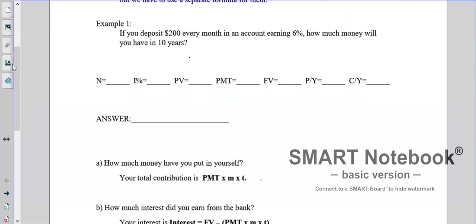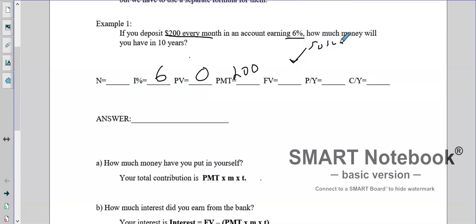So it says you deposit $200 every month. Okay. So remember in previous lessons we talked about not using the payment? Well, here we are going to do a payment. So $200 per month. Earning 6% interest. That's easy. That's right there. Now, present value, we have no money in it yet. We're starting it. Okay. Future value is what we're going to solve for.